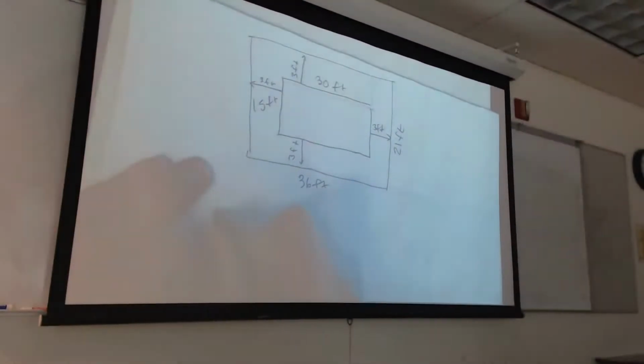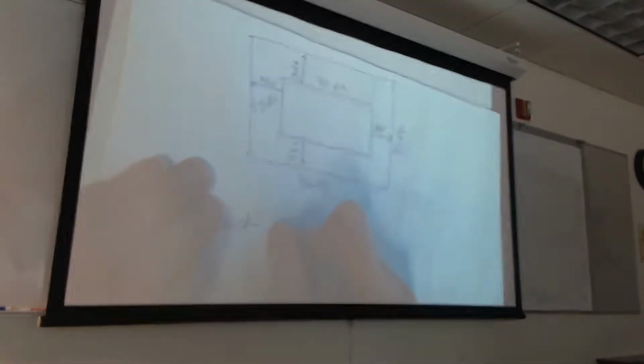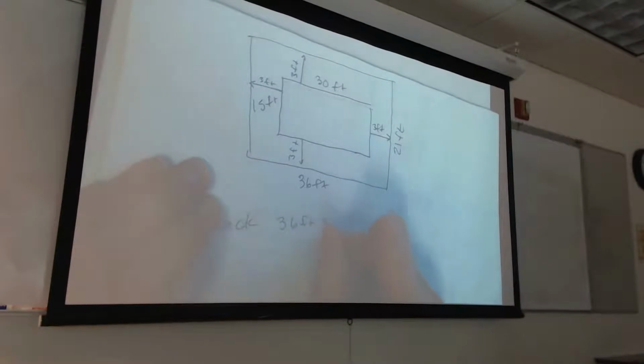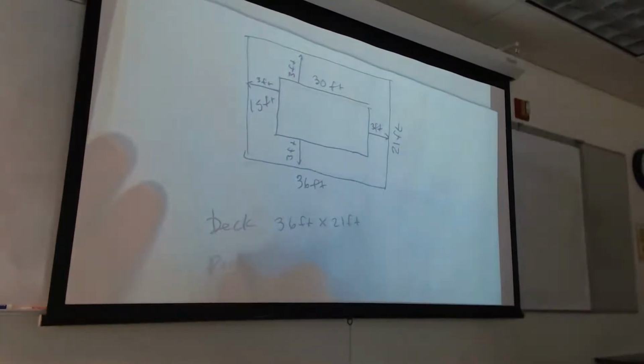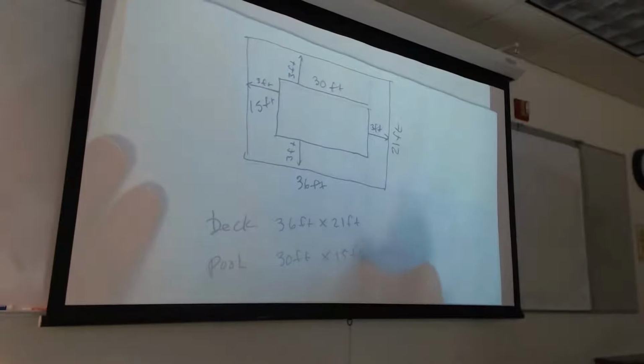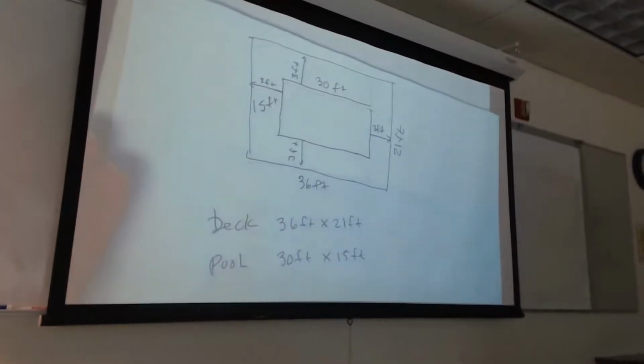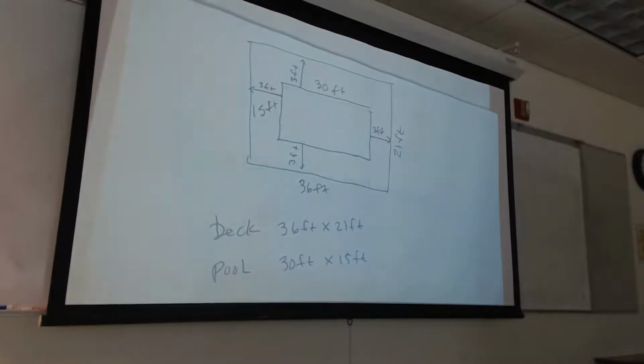So we have a deck that is 36 feet by 21 feet, and we have a pool that is 30 feet by 15 feet. And we're essentially going to subtract them. All right. What do I need to know before we even figure out the price? Look at the question. What is it telling us?